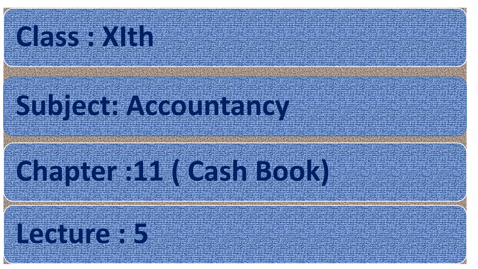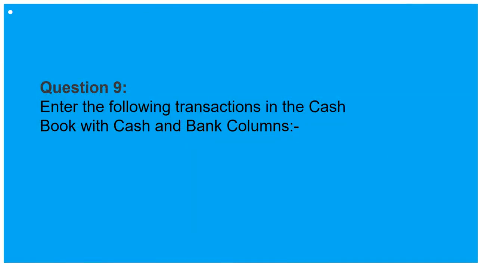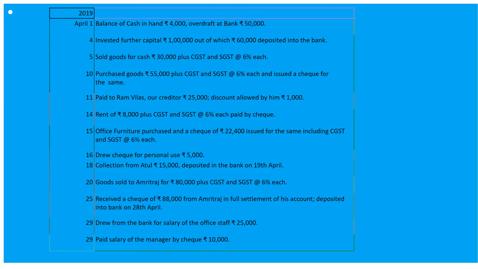This is your subject accountancy, chapter number 11, cash book, lecture number 5. Beta, in our last class, we solved up to question number 8b. Let's start question number 9. First of all, read the question. Enter the following transactions in the cash book with cash and bank columns. Read the question carefully.